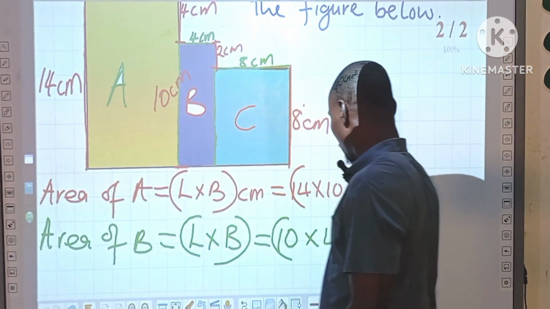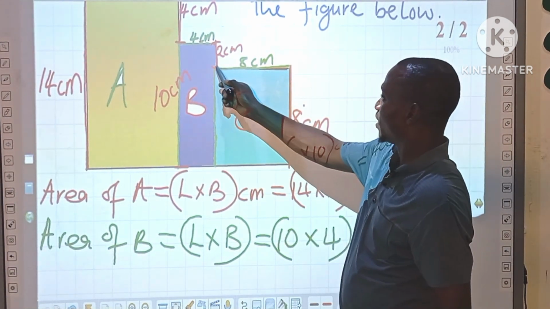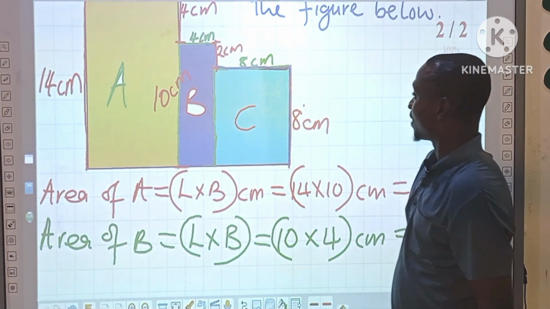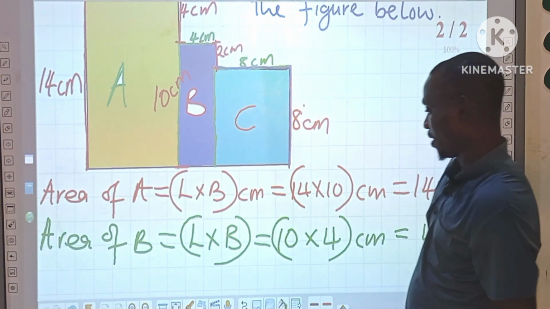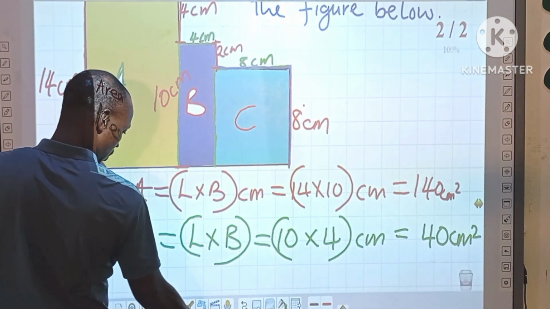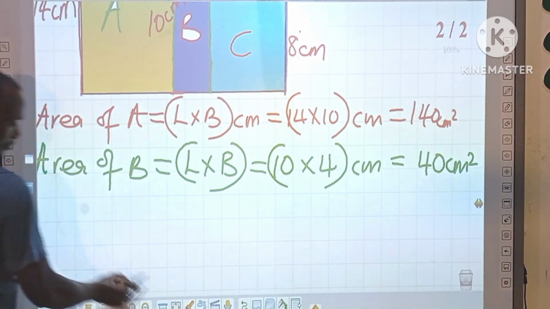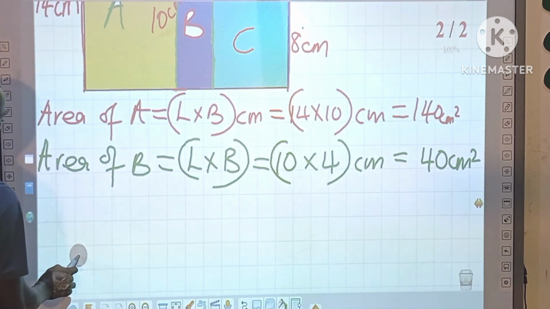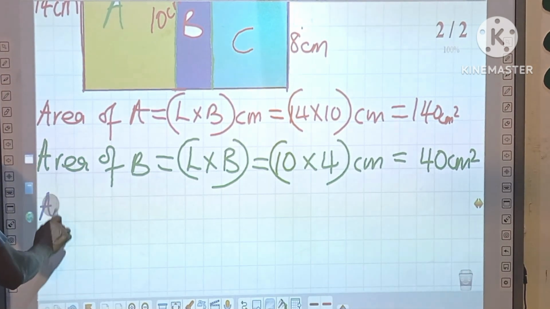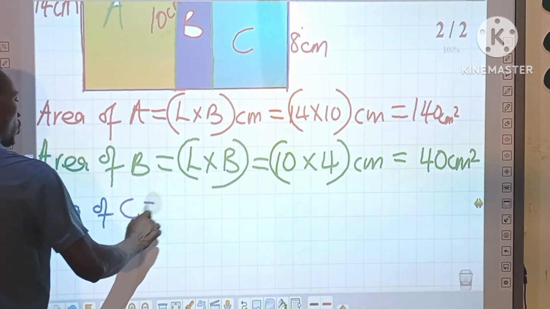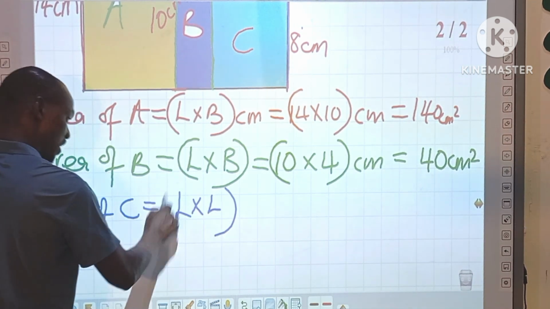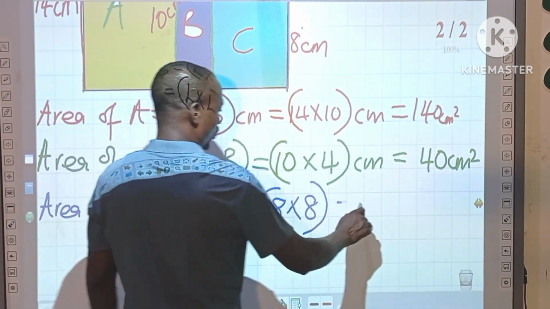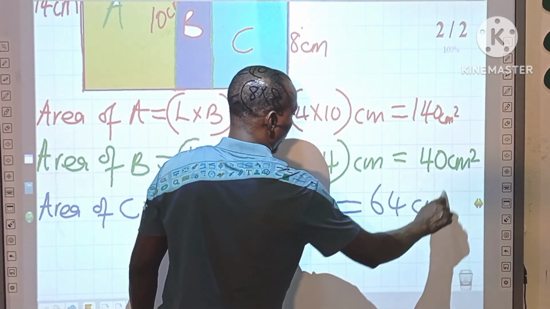Now we're going to C. For C, we have everything given already. For C, we have the breadth as 8 and the length as 8. So for C, we discover that it is a square, and the area of the square is length times length. So with that, we can calculate the area for C. Area of C is equal to length times length, or simply length squared, which is equal to 8 times 8, which is equal to 64 cm squared.